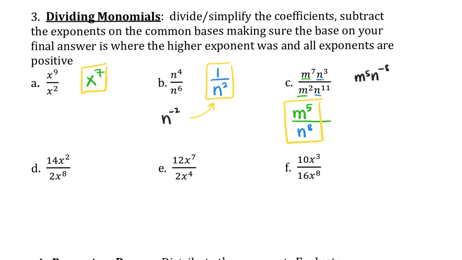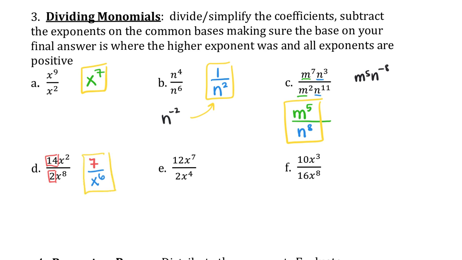Okay, let's look at D. D has coefficients. Coefficients are normal numbers. So if I do 14 divided by 2, I get 7. Okay, then I'm going to worry about the exponents. I have x to the 2nd over x to the 8th. 8 minus 2, I'm left with 6. Where are they? They're at the bottom. So my answer is 7 over x to the 6th.